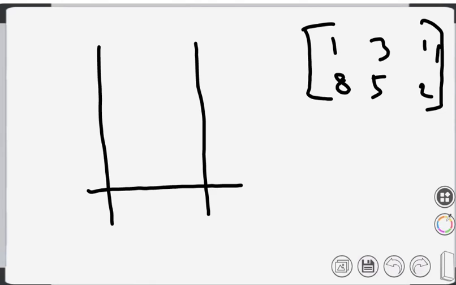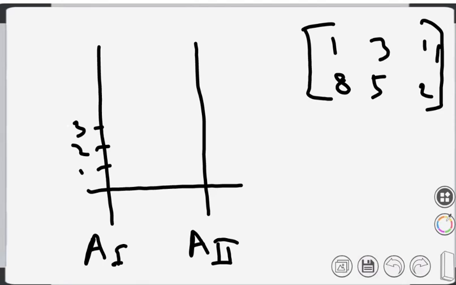These two parallel lines are the strategies for A, that is A1 and A2. And this horizontal line is practically a scale. So I'll put a scale like this: one, two, three, four, five, six, seven, eight. Please do along with me.